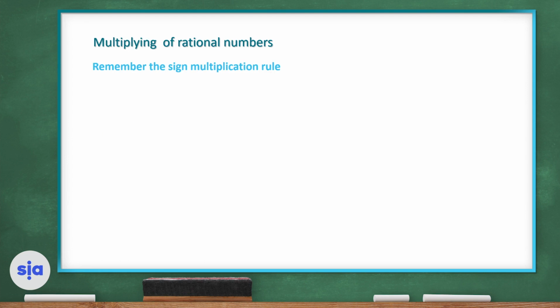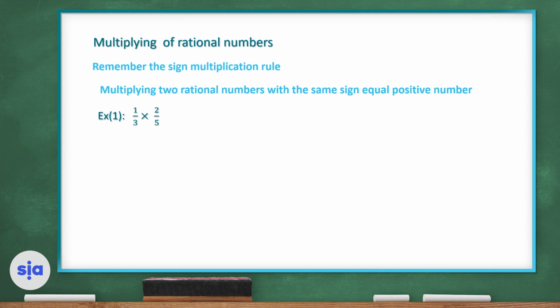Remember the sign multiplication rule. Multiplying two rational numbers with the same sign equals a positive number. For example, 1/3 times 2 over 5, both are positive, the result is positive. So it's 2 over 15. Negative 2 over 7 times negative 1 over 3, the result is also positive as 2 over 21.